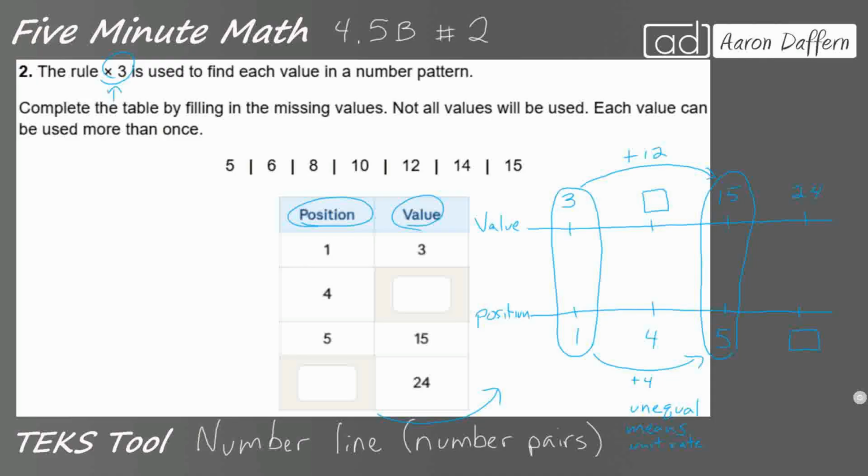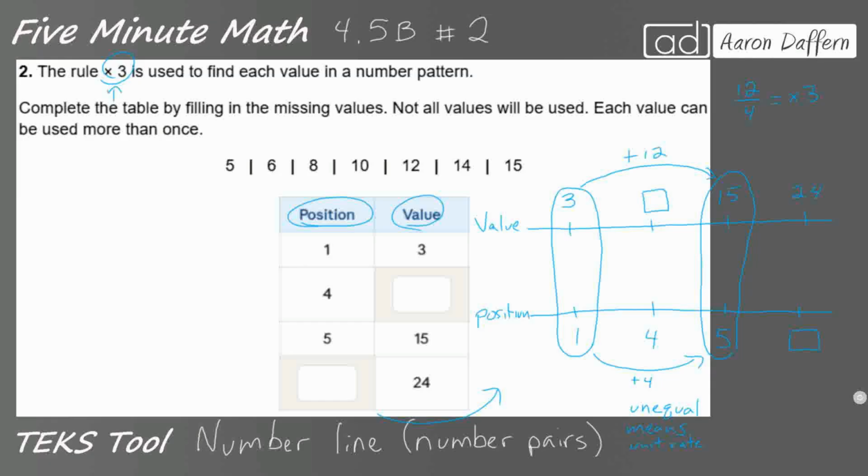How do we figure out what that is? Well, what we do is we take that change on the top over the change on the bottom. 12 over 4, that's 12 divided by 4. That's going to be 3. We know it's a multiply by 3. So that's how we can solve it if they don't give us the rule. But they give us the rule.